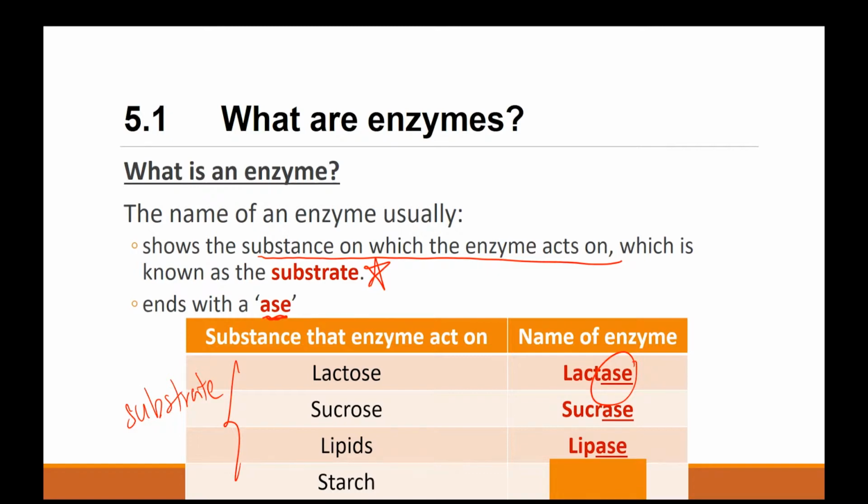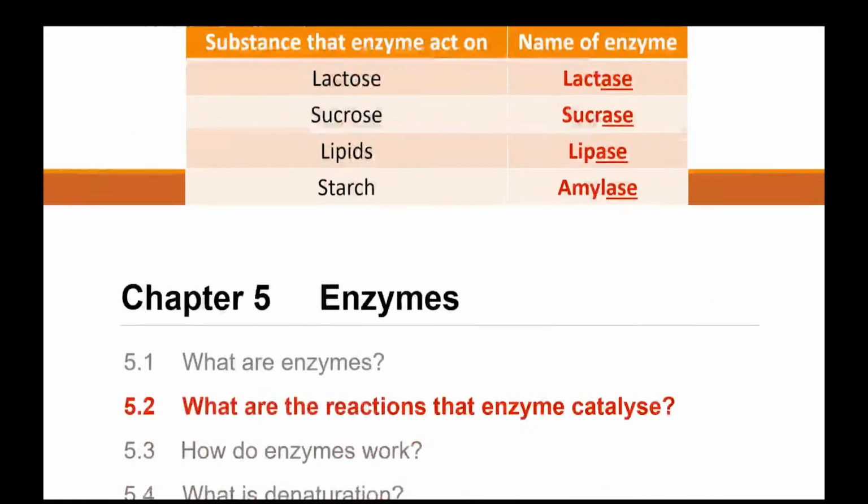And now if it acts on starch, the name of the enzyme should be, right? Some of you might be thinking of starchase, okay, but no, it's actually called amylase, right? So amylase is one of the unique enzymes that has a different name from what you expect it to be. So these are 4 common enzymes that you might come across: lactase from the word lactose, sucrase, lipase, as well as amylase. These are the usual way that we name an enzyme.